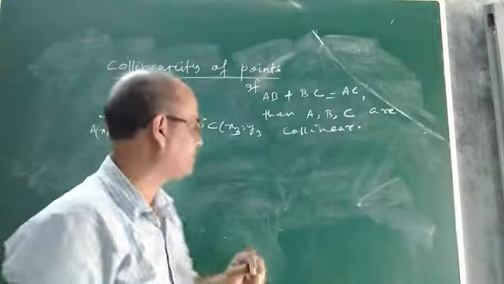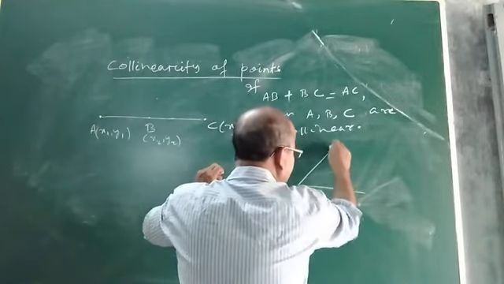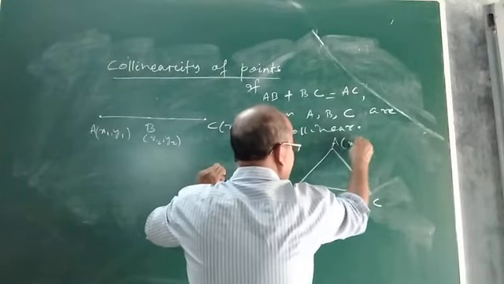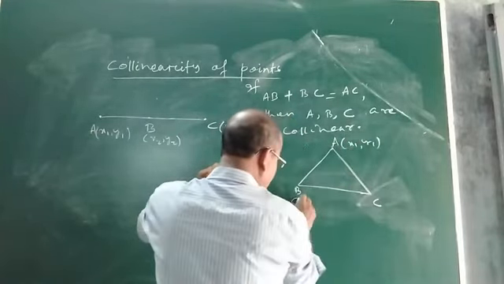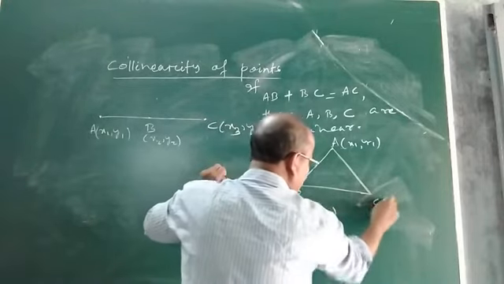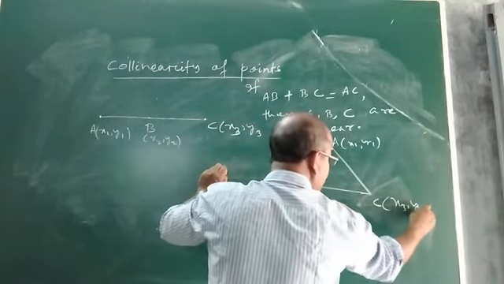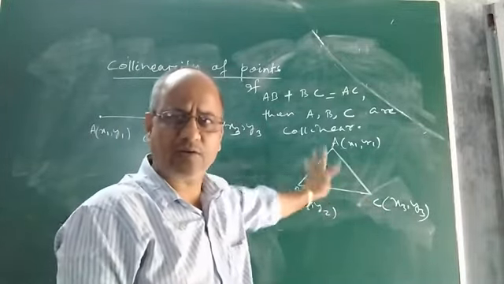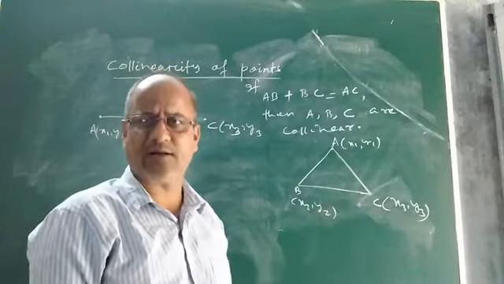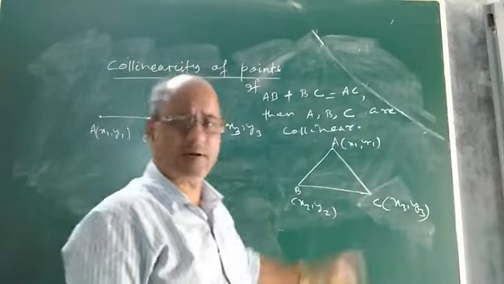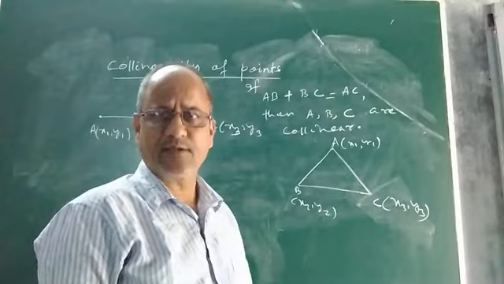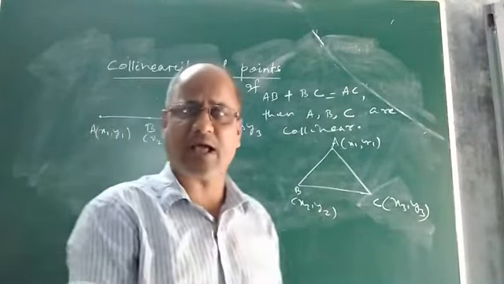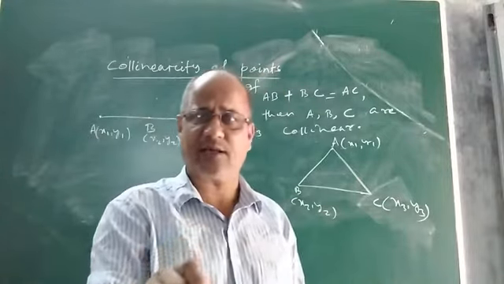Now another thing. Consider 3 points A, B and C. Suppose the coordinates are x1, y1, x2, y2 and x3, y3. These 3 points lie in the same plane, no doubt, but do they lie on the same line? The answer is clearly no. The 3 vertices of a triangle are non-collinear. They are not collinear because all the 3 points do not lie on the same line, even though they lie on the same plane.